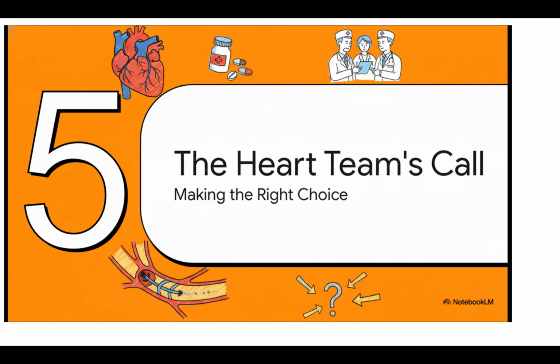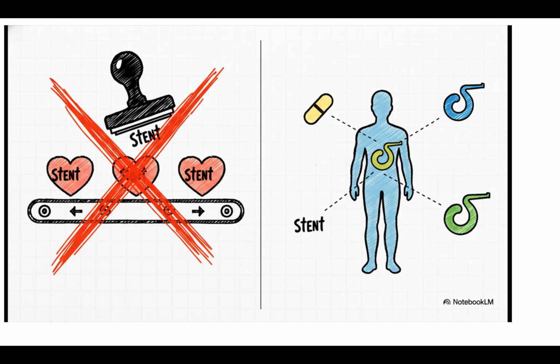So, we've seen that for stable patients, medicine alone is often enough. And for those with more complex disease who do need a procedure, bypass often comes out on top in the long run. So, how does all this evidence actually get used when a real patient is sitting in front of a doctor? I think the biggest takeaway from all of this is that there's no single easy answer. The best treatment isn't always the newest gadget or the least invasive option.